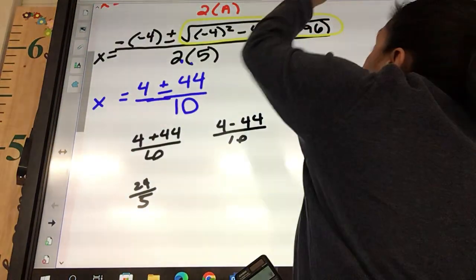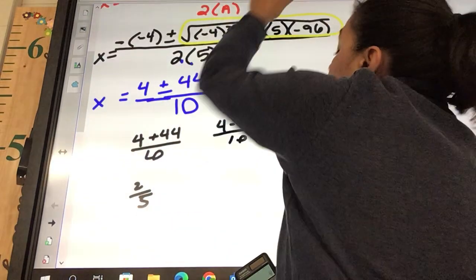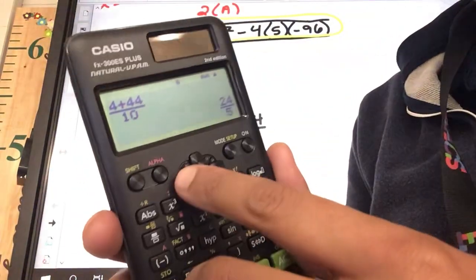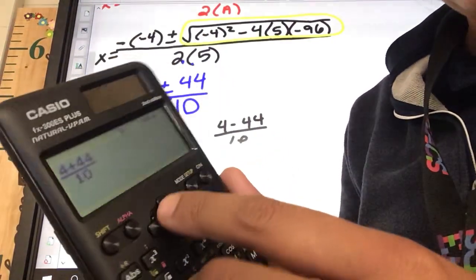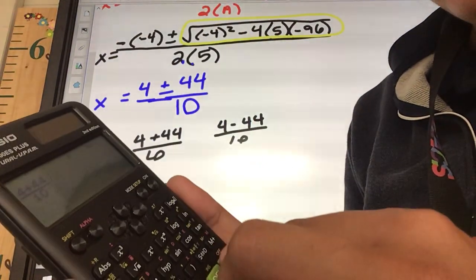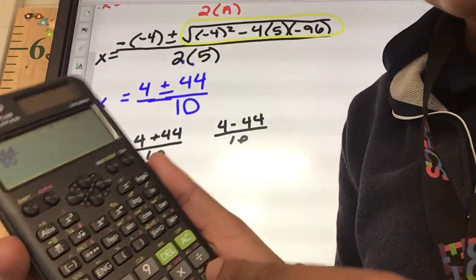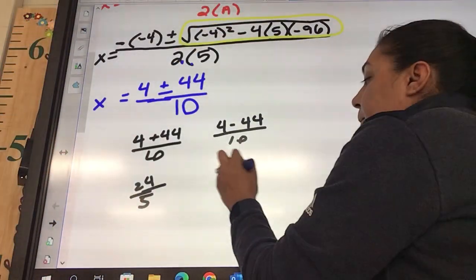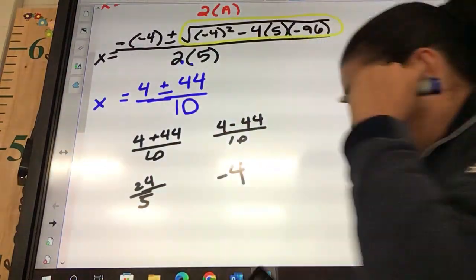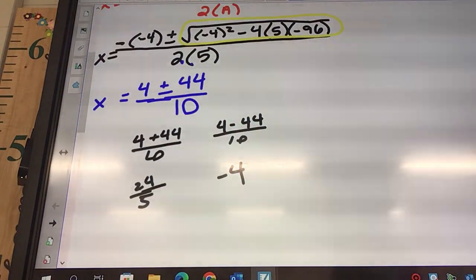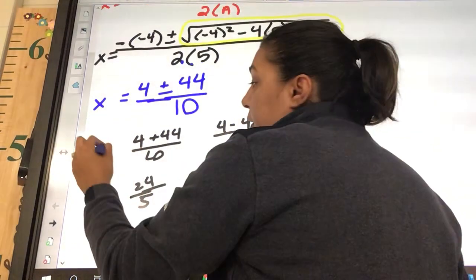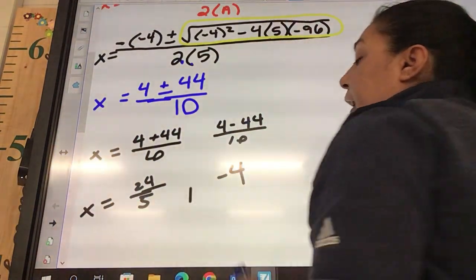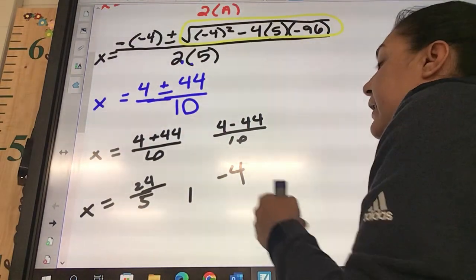Same thing, you don't need to erase here, so we know that this is going to stay the same. You're going to hit over, and where that plus is, we're going to hit delete and hit minus. And you should get negative 4. So we really have 2 solutions. Don't forget this: x equals 24 over 5, and or x equals negative 4.